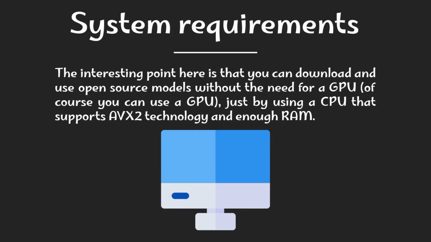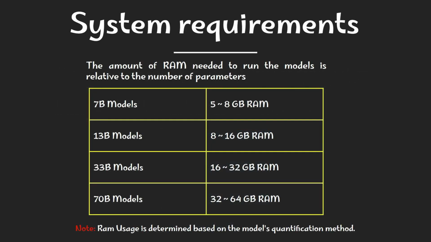System requirements for local model execution. It's noteworthy that AI models can be run locally without the need for a GPU, using only a CPU with AVX2 technology and sufficient RAM. The required RAM depends on the model size. For example, a 7B model needs approximately 5 to 8 gigabytes of RAM. The impact on RAM usage is influenced by both the level of quantization and the number of parameters.